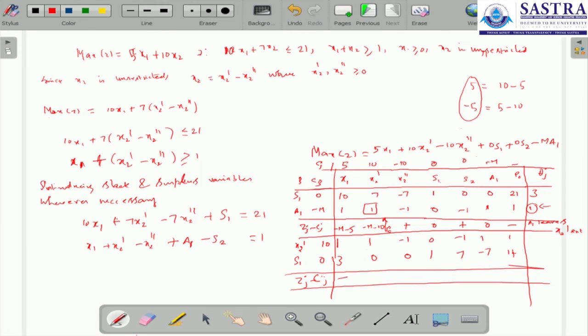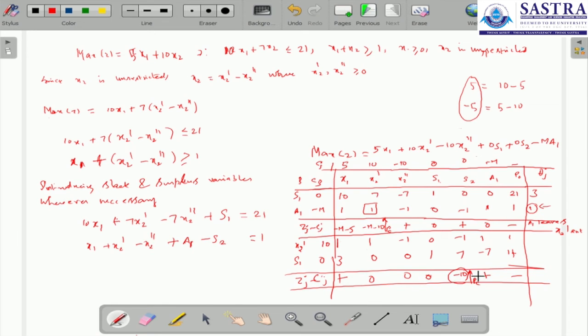10 minus 5 is positive, then 10 minus 10 becomes 0, minus 10 minus of minus 10 is 0, then 0 minus 0 is 0, then minus 10 minus 0 is minus 10, then I will have 0, 10, this becomes positive and this is dash. So once again I will have a negative entry in the Zj minus Cj. This becomes the pivot column here.